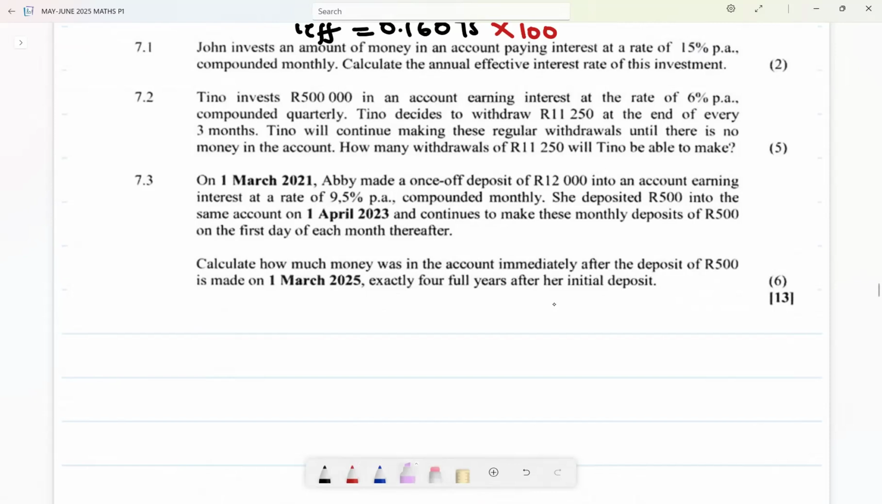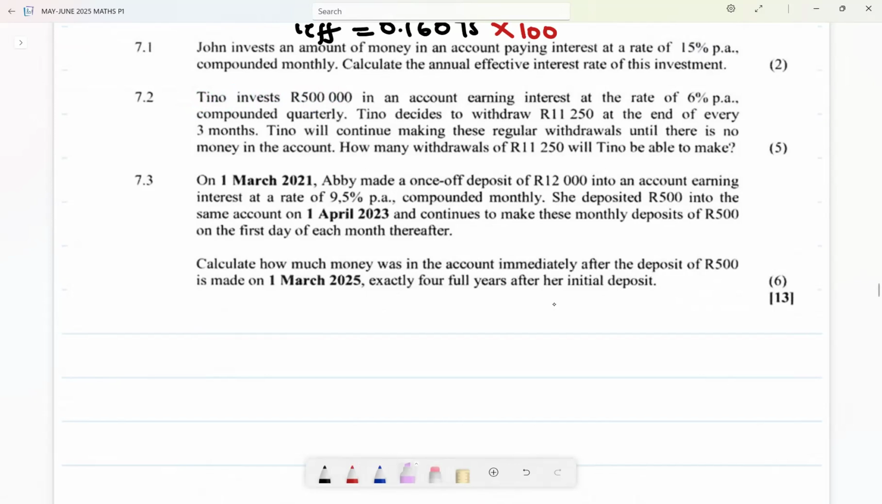They say to us, Tino invests. They like Tino, guys. I once did a question about Tino. I think it was November 2023. I'm so confident. They talked about Tino. And Tino is that type of guy who likes to invest money and then withdraw it. The last time I remember he won a jackpot in the November 2023 question paper.